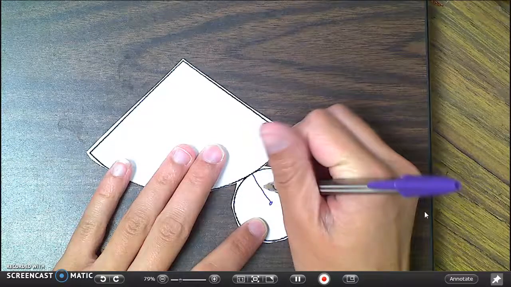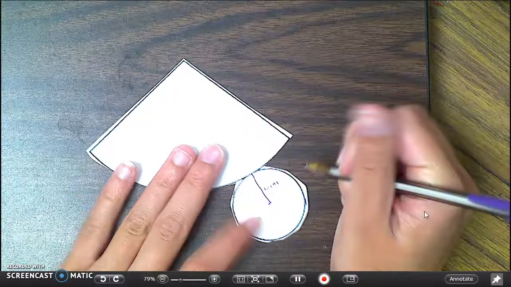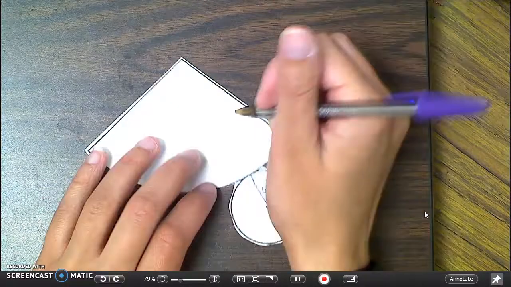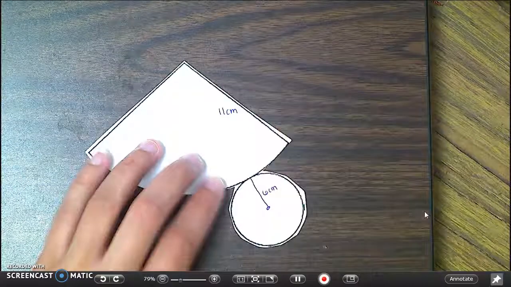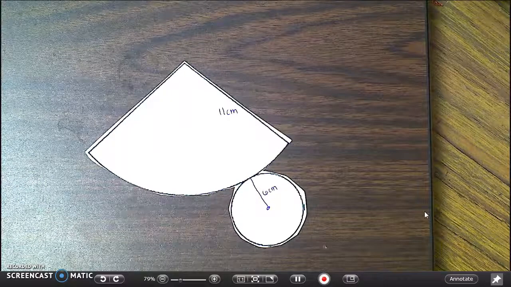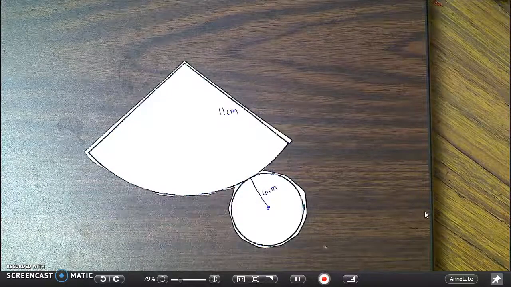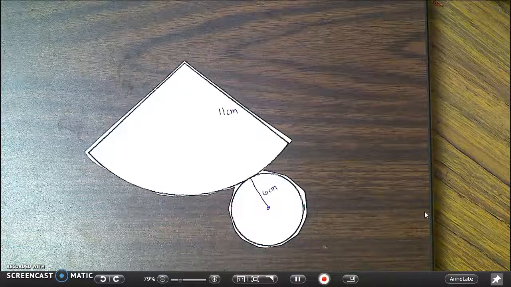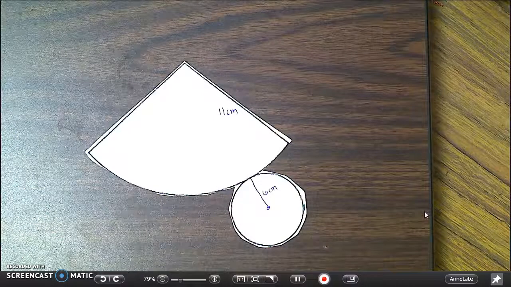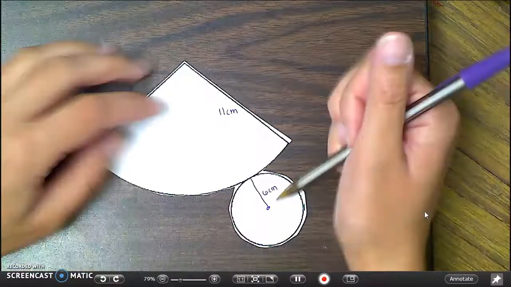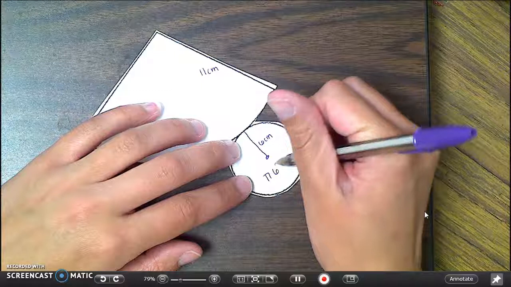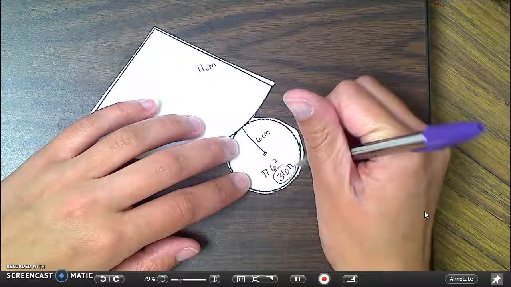I'm going to tell you that the radius is 6 centimeters. And then I'm going to tell you the length right here is 11 centimeters. So try and see if you can figure out the area of that thing, the surface area. Okay, so maybe we thought, okay, I can find the area of the circle. That's pi r squared. So pi times 6 squared, so 36 pi is the area down here.